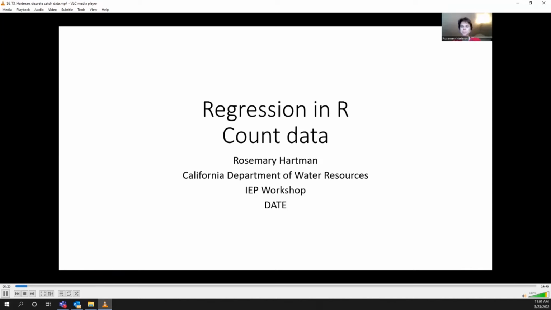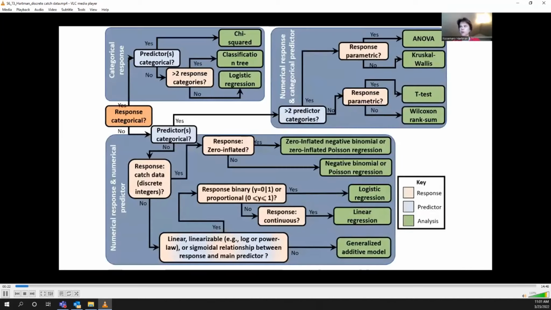So where are we on our little flowchart of different potential analyses? Well, we are starting over here. Is our response categorical? No, we're talking about count data right now. So not lengths of fish or types of fish, but numbers of fish. Predictor's categorical? No, not right now. Response count data? Yes, so we're in discrete integers.